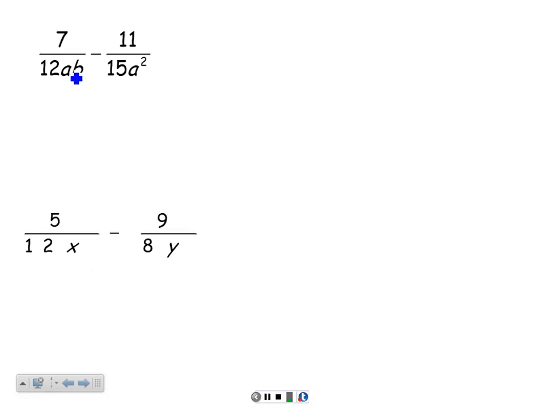Alright, so what if we throw variables in the denominator? To find the common denominator, you're going to look at your coefficients first, the 12 and the 15. What's the smallest number that both 12 and 15 will go into? And I think that's going to be 60. And then for your variables, if it's a monomial, it's going to be the highest exponent. So it's going to be a squared and it's going to be b.